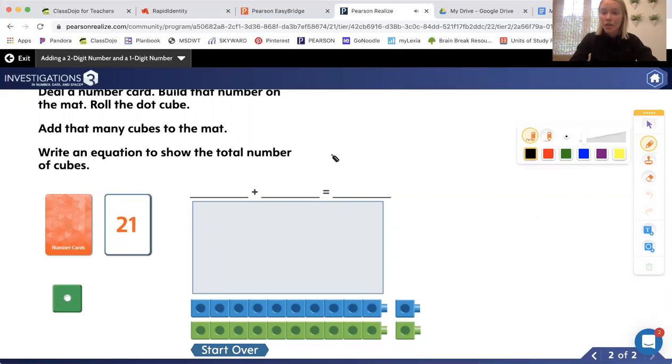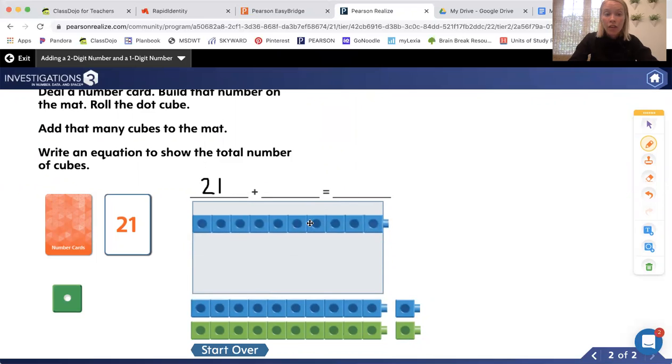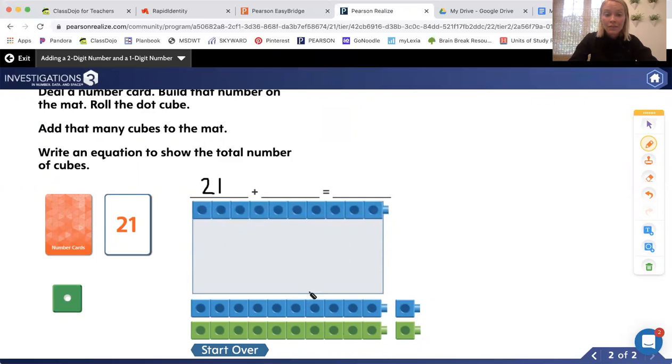Ooh, 21. Okay, so I'm going to write that here. So don't forget, 21. Okay, and now I need to build 21. So I know I can build 21 with 20, because I see a 2 in the tens place. So I need 2 big groups of 10. Now I look in the ones place and I just need 1. Okay, so there's my number 21.